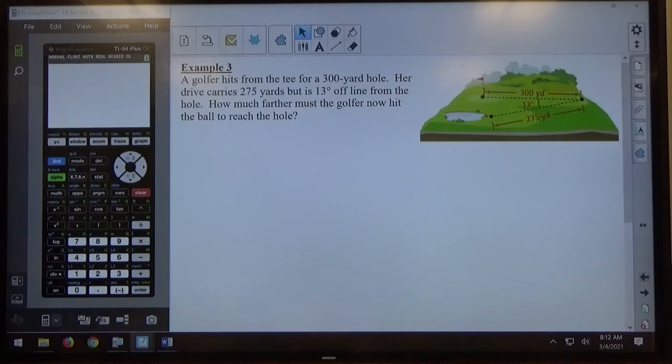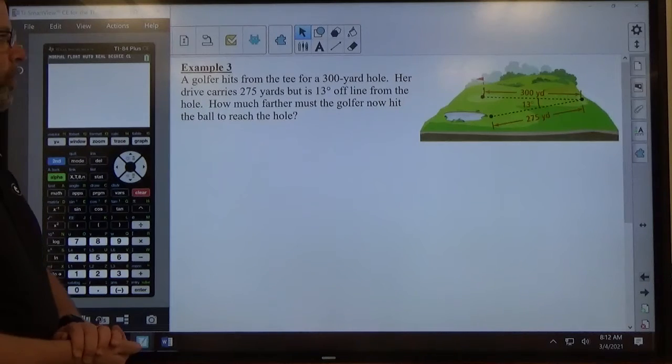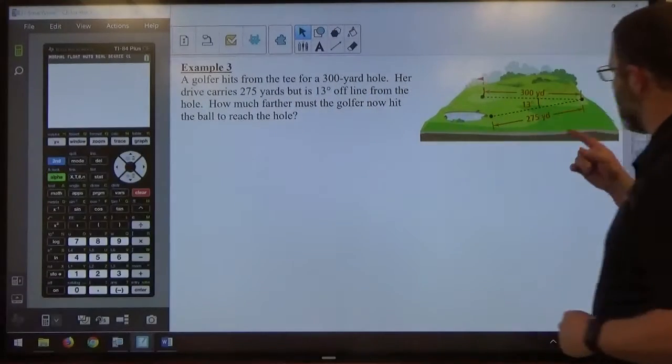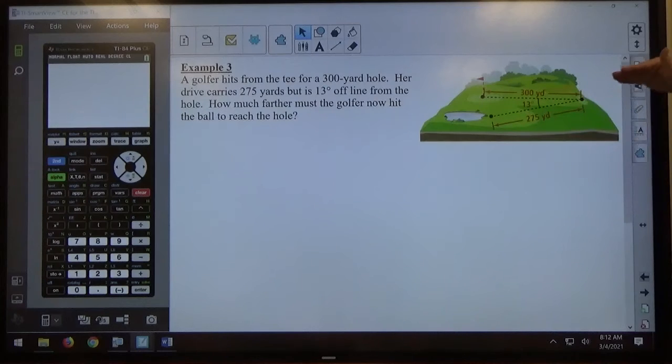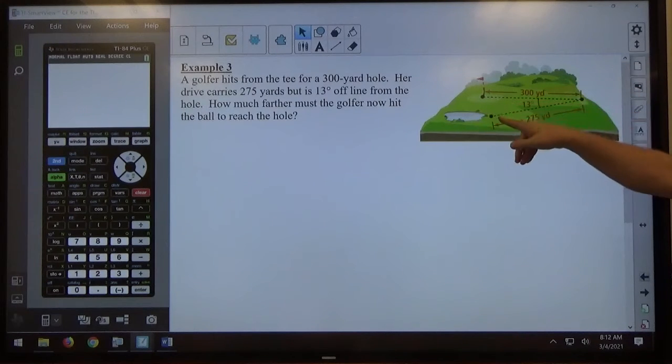So continuing on with the law of cosines, a golfer hits from the tee for a 300-yard hole. Her drive carries 275 yards, but is 13 degrees offline from the hole. How much farther must the golfer now hit the ball to reach the hole? So you can see that the target was this direction. Her ball goes this direction, so her ball's sitting here.